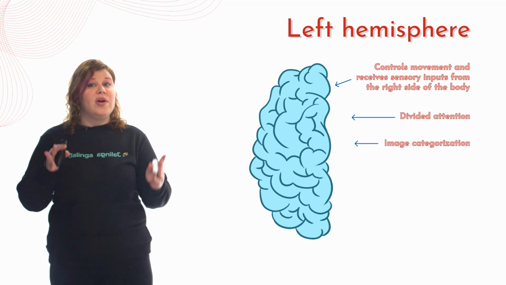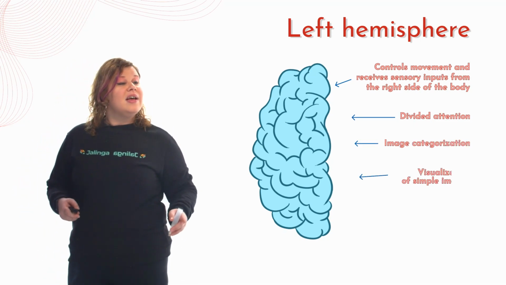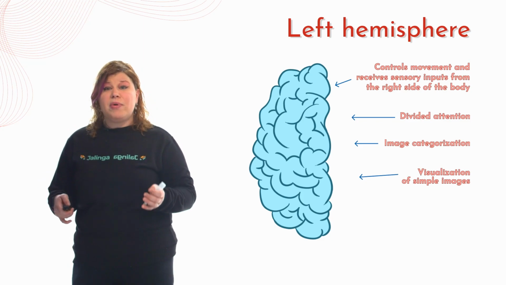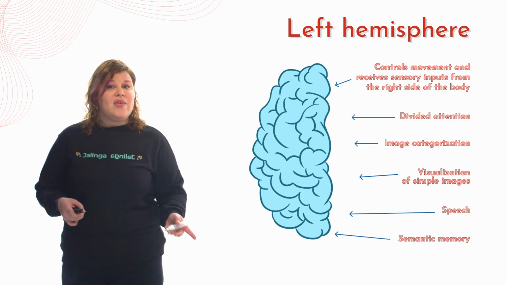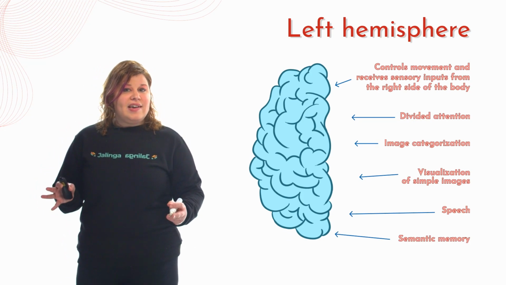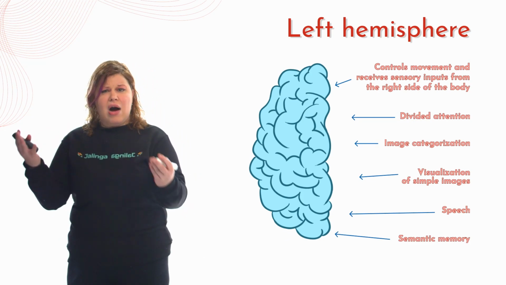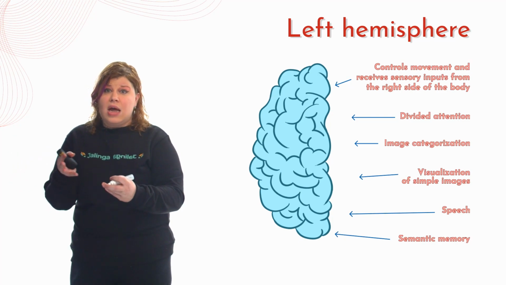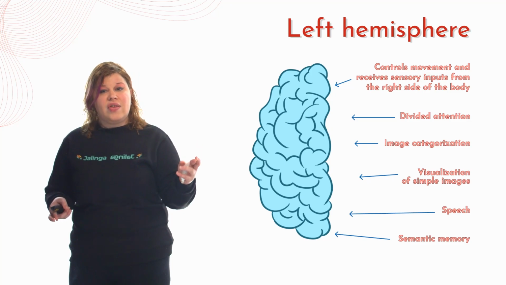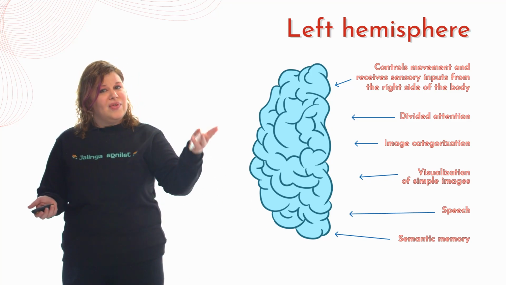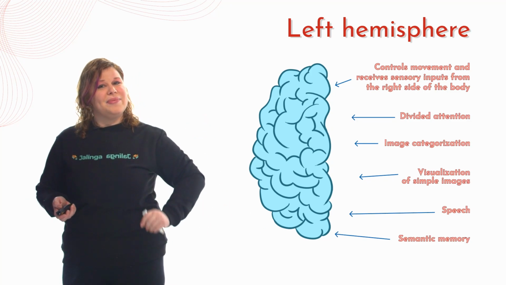Also, it's responsible for image categorization, for visualization of simple images, for speech and language, and semantic memory. Semantic memory is how we can recall names and numbers and facts and figures and concepts, which is very closely tied to language and so therefore located in your left hemisphere.